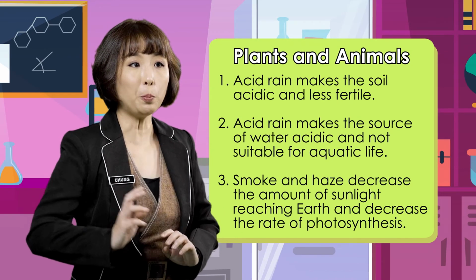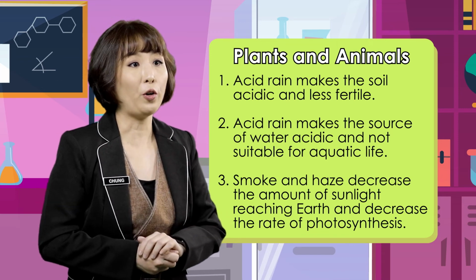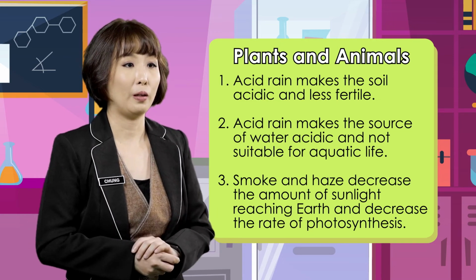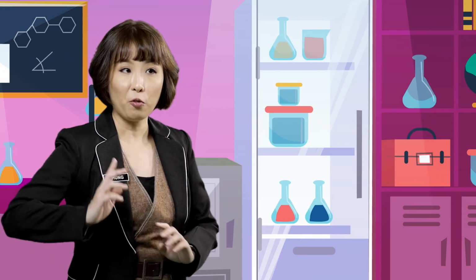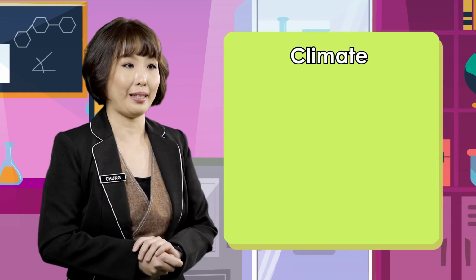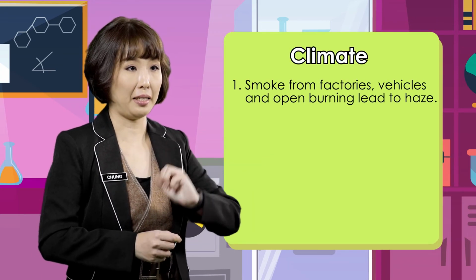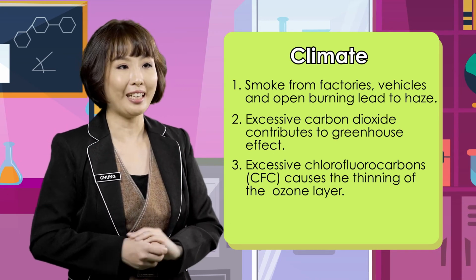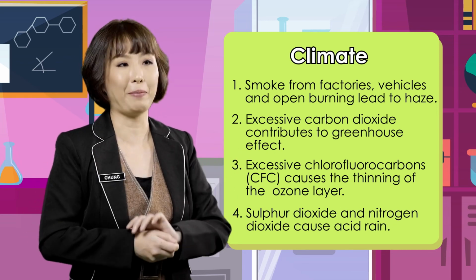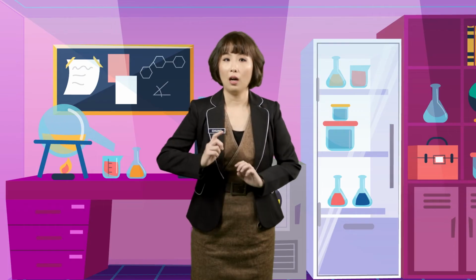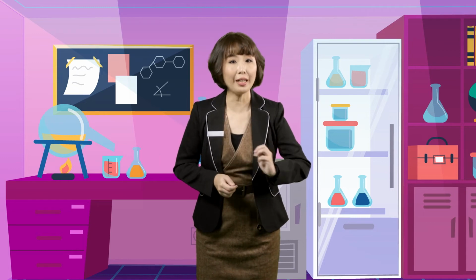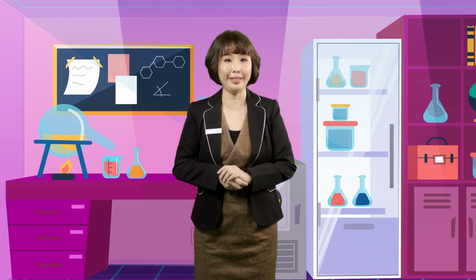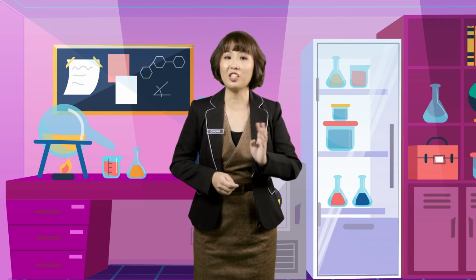Acid rain, smoke, and haze will affect plants and animals too. Air pollution will affect the climate. Haze, greenhouse effect, thinning of ozone layer, and acid rain will happen. All the living things on Earth will suffer and die if this problem isn't controlled and solved.